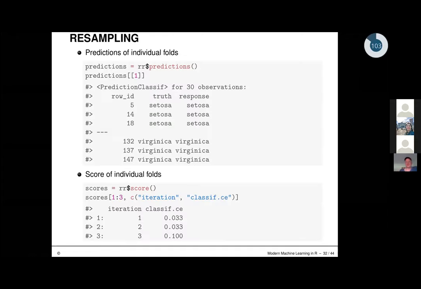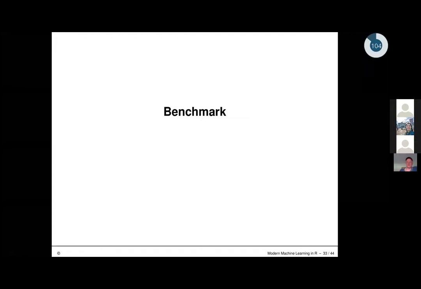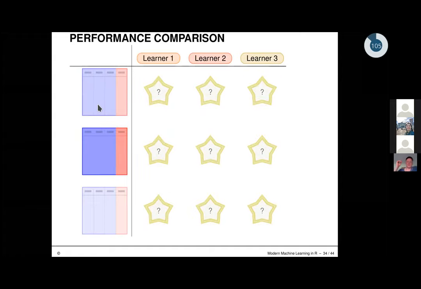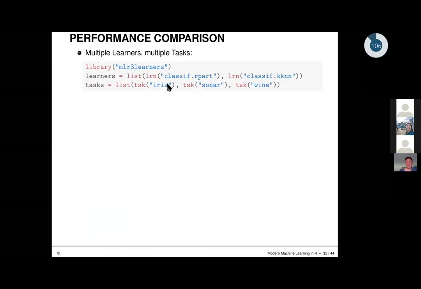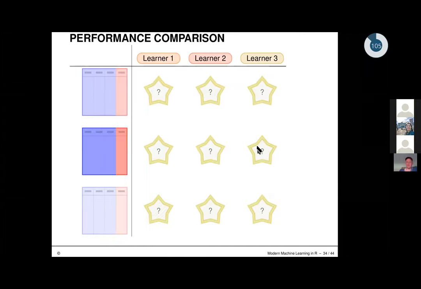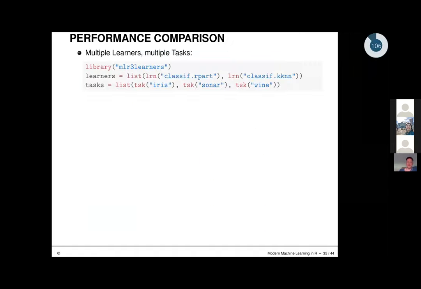The last part is comparing learners, and this is what we call benchmarking. So instead of doing a simple resample, we now repeatedly do resampling with different learners, and we can also repeat this with different tasks. So you get something like this grid here. So this is the performance measure which results from resampling from learner one and task one, learner two and task one, learner three and task one. Here we have a different task and also applied to learner one, two, and three in an exhaustive grid fashion, right? So this is what we call benchmarking.